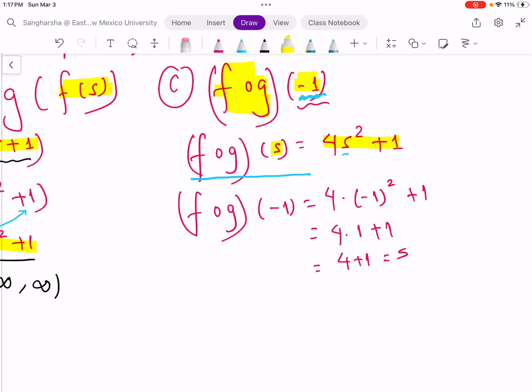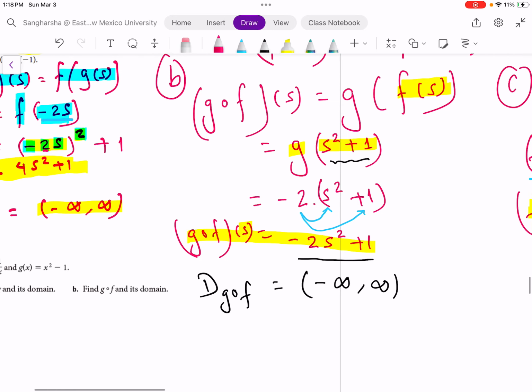So whenever your input is -1 for this f composite g function, we get the output 5, which is a real number. So -1 is in the domain. We know f composite g has a domain of all real numbers. Okay, now let's go to the next one.